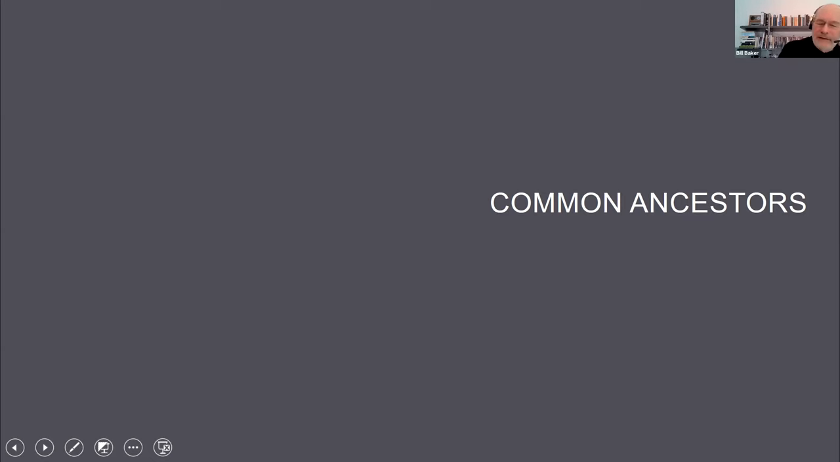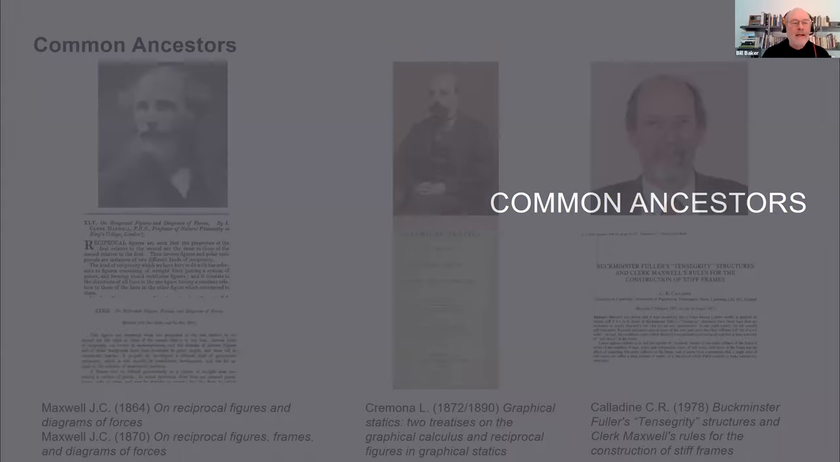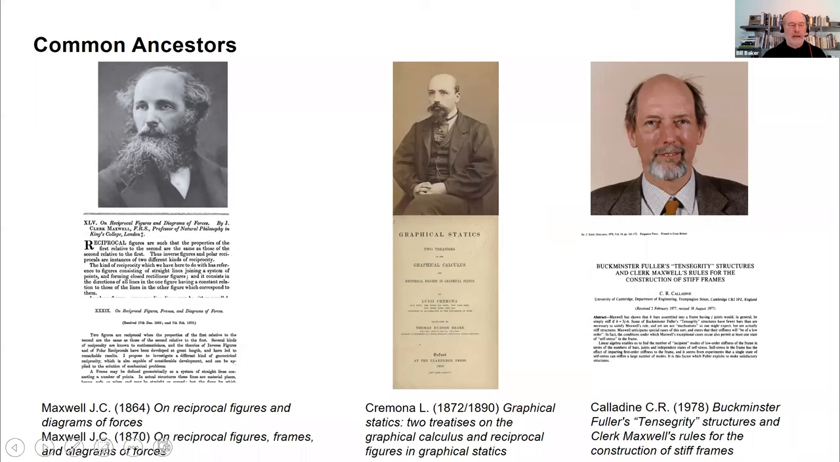But I want to revisit our common ancestors. Let me start out with the ancestors of Maxwell. I could go back to Rankine or Airy, but let's go back to Maxwell. Maxwell wrote these two incredibly important papers, which I've seen referenced many times in the last couple of days. In 1864, he wrote a paper called On Reciprocal Figures and Diagrams of Forces.